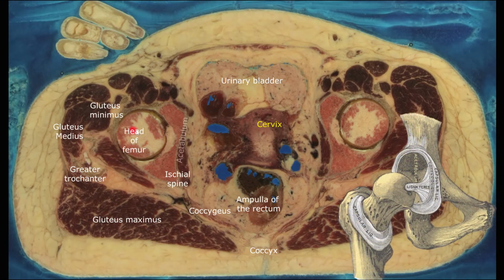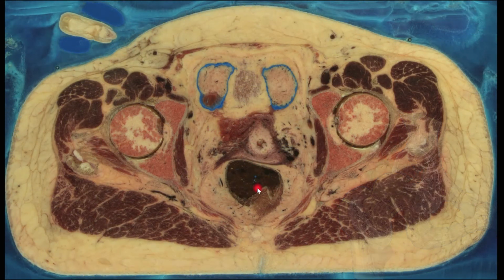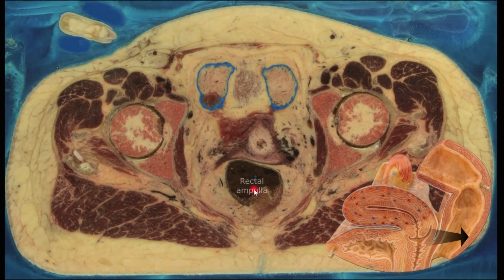Here's the head of the femur, the acetabulum, and I can see here the ligament of the head of the femur on this side as well, ligamentum teres, the round ligament of the head of the femur. At a lower level and posteriorly in the midline is the ampulla of the rectum. Anterior to it is the cervix entering into the vagina. So this will be the region of the vault of the vagina. More anteriorly, we can clearly see the urinary bladder.